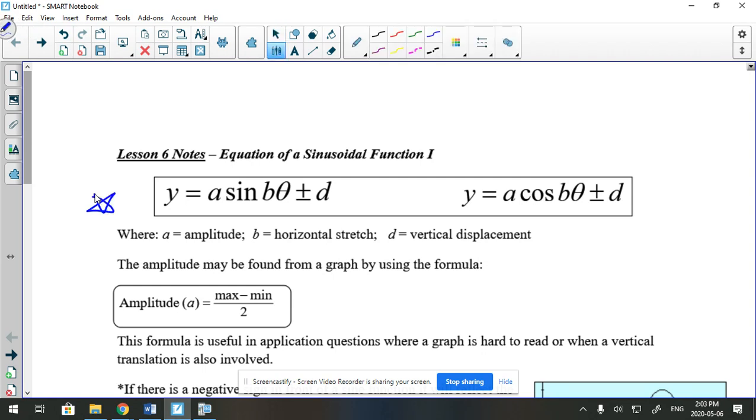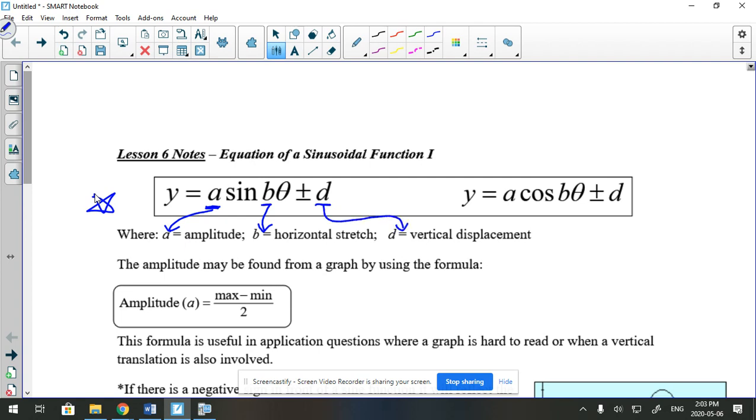So we can see that we have three variables here, A, B, and D. There is actually a C, but we don't talk about it in this course, so I might mention it a bit later on. A actually represents the amplitude. So if you have a number in front of your sine function, it's going to correlate directly with your amplitude. B is something called a horizontal stretch. We're going to get into that in the next lesson. And then D is your vertical displacement.